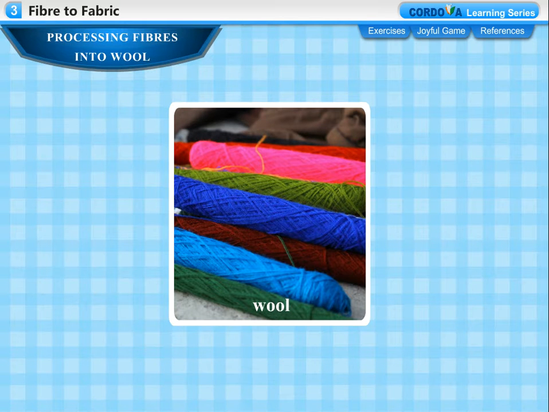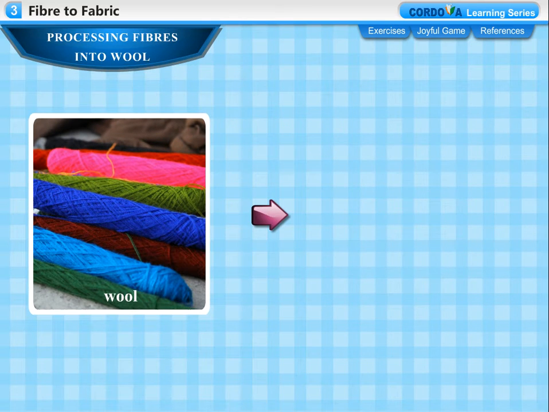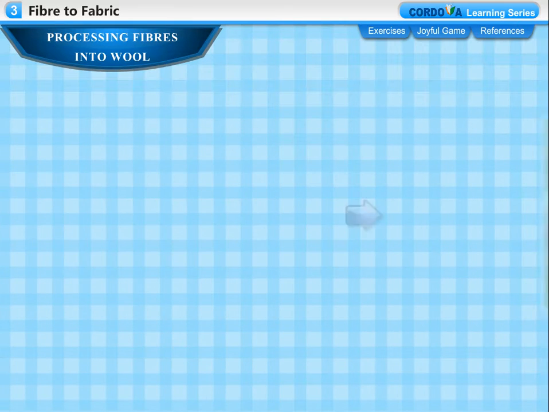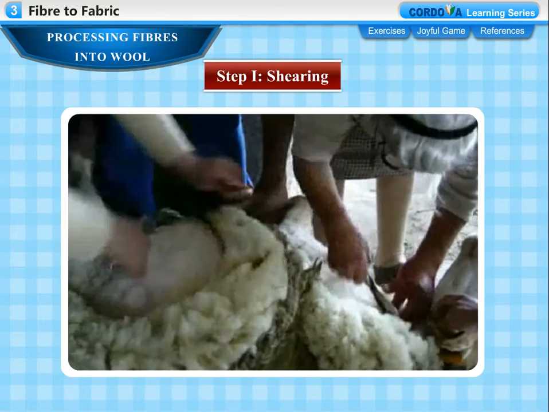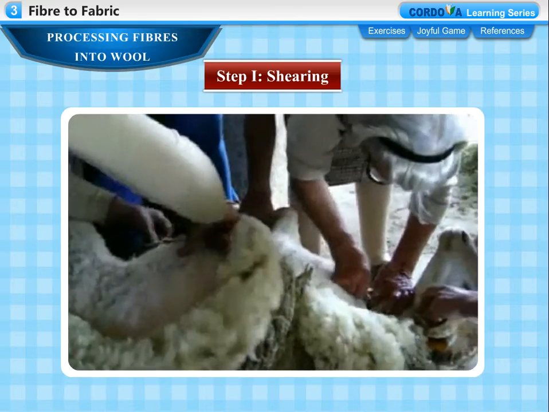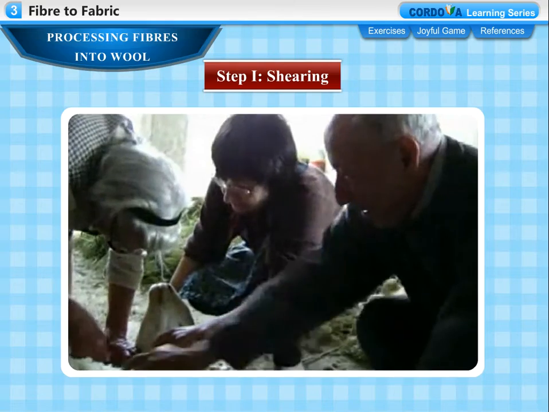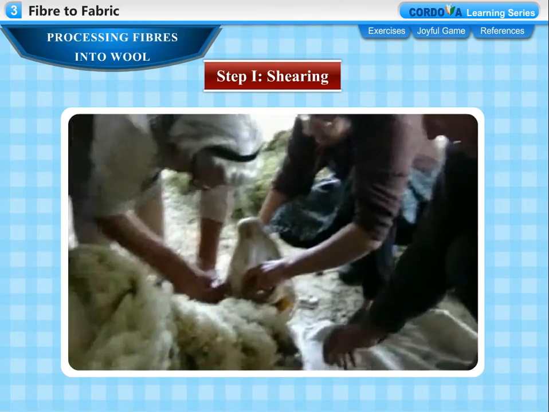Processing fibers into wool. Wool is obtained from the sheep by a long process which involves various steps. Let us study each step one by one. Step 1. Shearing. The fleece, coat of wool of sheep, along with a thin layer of skin, is peeled from the body of sheep.